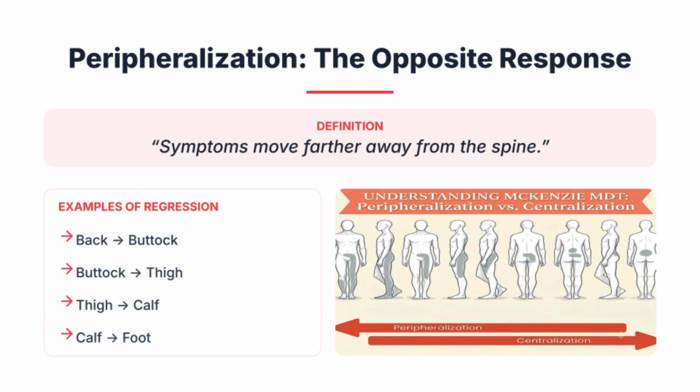So an example of peripheralization might be a patient with just lower back pain that performs these exercises and now the pain is radiating more into the buttocks, or the pain was just in the back and the buttocks and now it's starting to radiate into the thigh after performing these exercises. So you can see that the symptoms in this case are getting further and further from the spine, and that is indicative of peripheralization, which would be kind of a negative thing. We do not want to see peripheralization of symptoms.